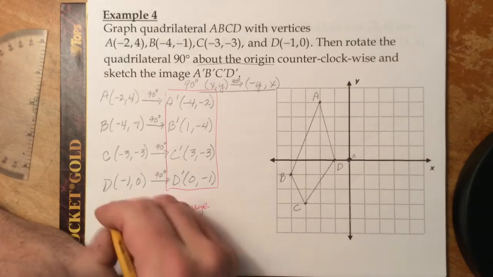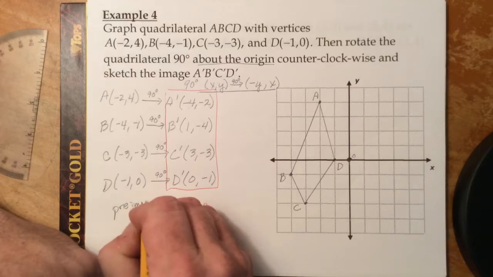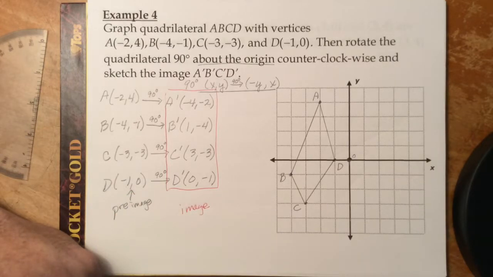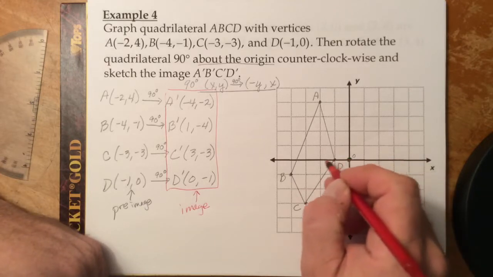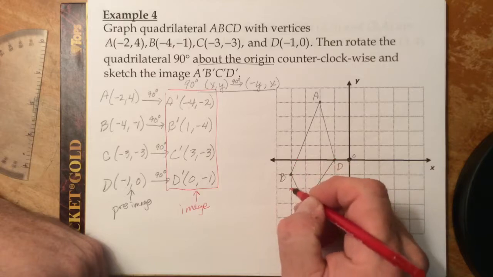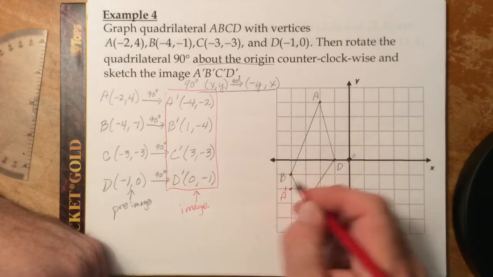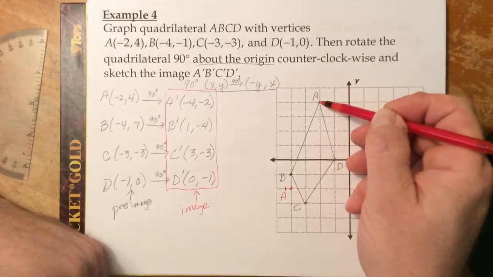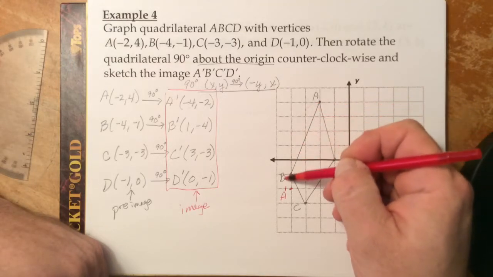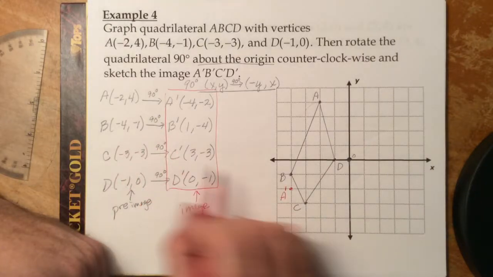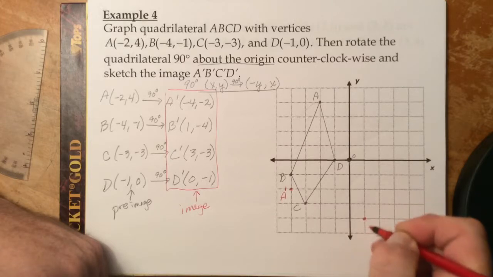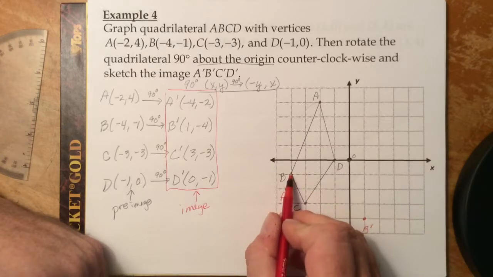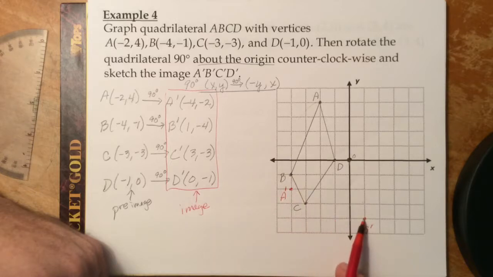This was our pre-image over here. So we take the first point, A prime, at -4, -2, starting at the origin. There's A prime. So A prime has rotated from this point counterclockwise, has gone around this way to this point right here. B prime is at 1, -4, so we go to the right 1 and down 4. 1, 2, 3, 4. There's B prime. So B has rotated from here over to here about this point O, 90 degrees.